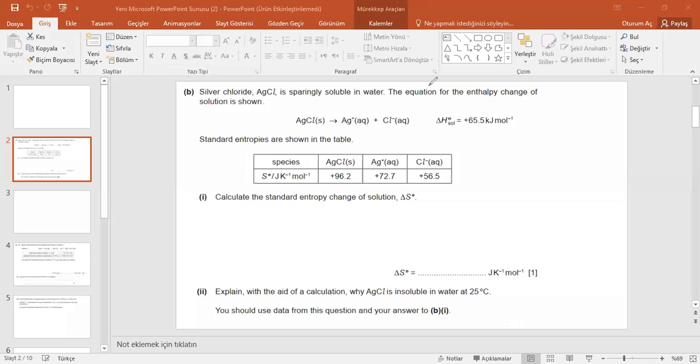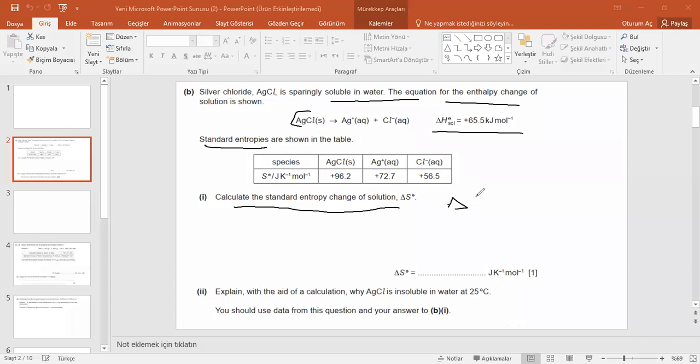The first question we'll be solving is this. So take a time, have a look at the question, and then start solving it. Silver chloride, AgCl, is sparingly soluble in water, and the equation for the enthalpy change of solution is given here. We have the equation, we have delta H solution. Standard entropies are given here as well. Calculate the standard entropy change delta S.